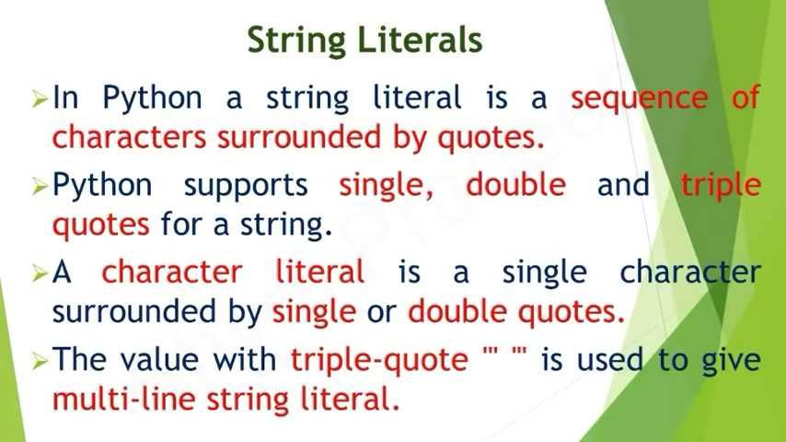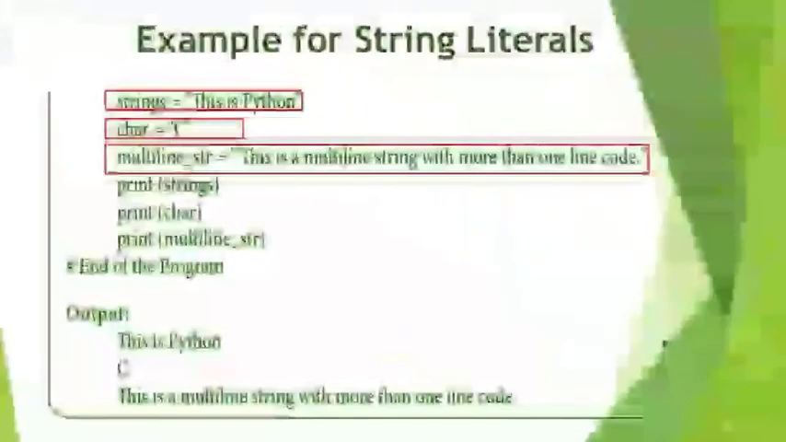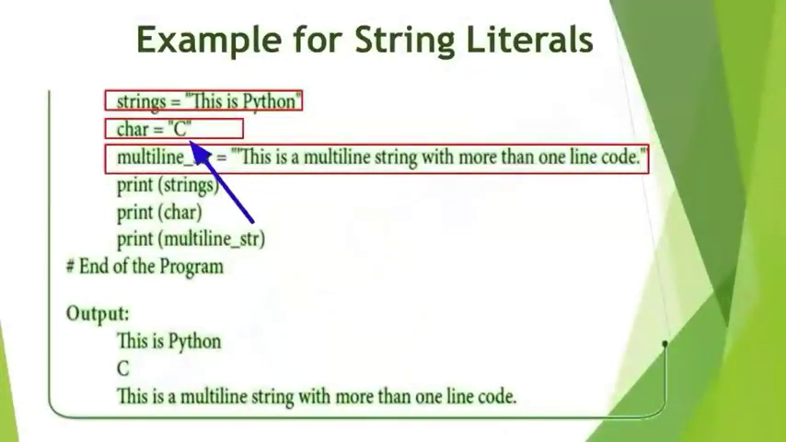So single character is surrounded within single or double quotes and multi-line string is surrounded within triple quotes. Example for single characters. This is the single character. You can write this within single quotes or within double quotes. So this is multi-line string. Here you have to give triple quotes. So for single character you can give single or double quotes. For multi-line string you have to give triple quotes.